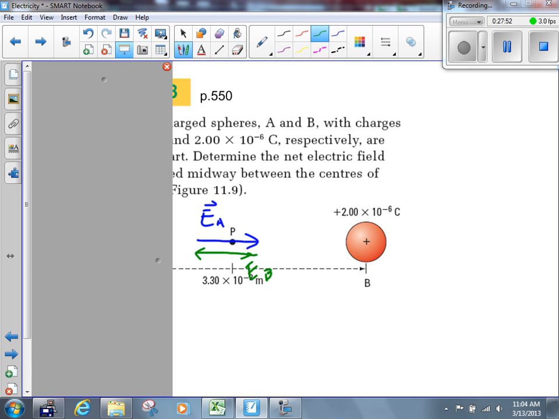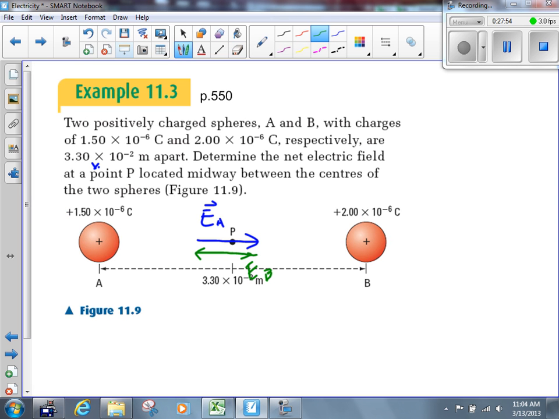Now I've got the direction of both of those fields. Let's calculate the value of both of those fields. Once we get that, what do you think we're going to do with them? Once we get EA and EB, we're going to add them up, right? We got to be careful, though, because one of them is going to be positive, one of them is going to be negative. The whole reason we drew the diagram, though, was to help us to remember when we go to add them up that the EB is going to be a negative value.